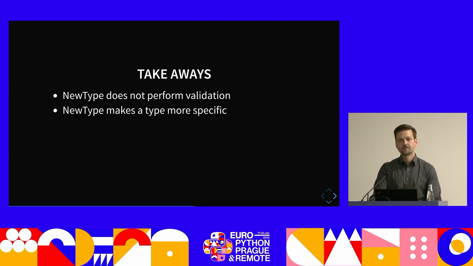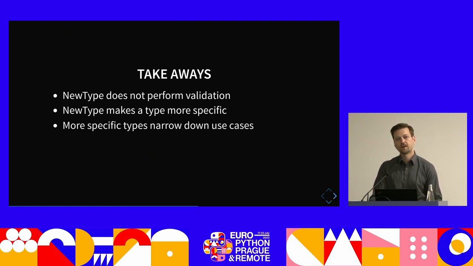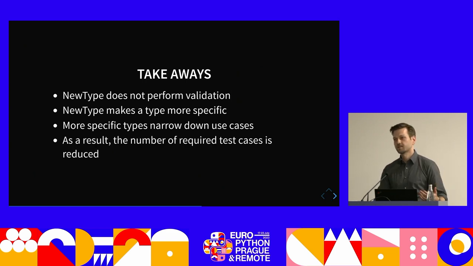And the nice thing is that the more specific your types are, the more you narrow down the use cases. So if your function requires a specific type instead of a general string type, for example, you have fewer contexts in which the function is used. And as a result, you have to write fewer tests to cover all the use cases of your function.